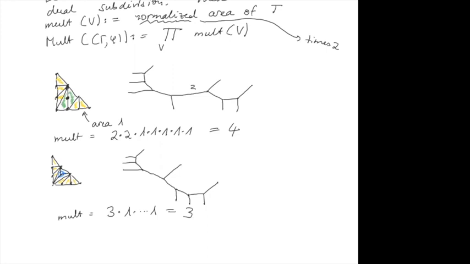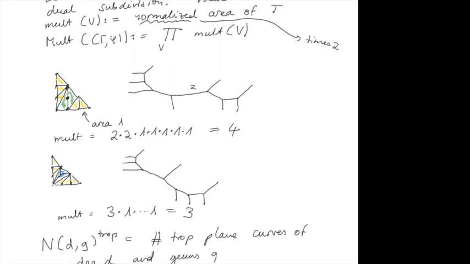Okay, great. So now we are ready to define this number N_{d,g}^trop, which I promised. So that's the number of tropical plane curves of degree d and genus g through 3d plus g minus 1 points in general position, counted with multiplicity.